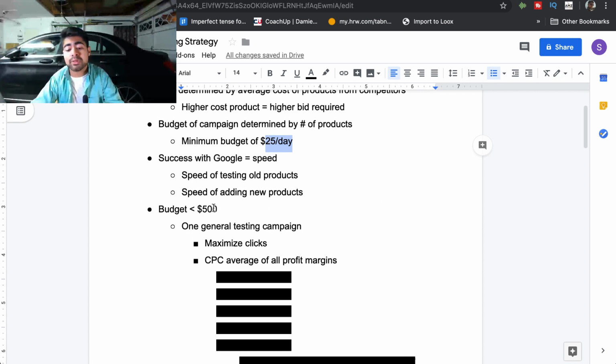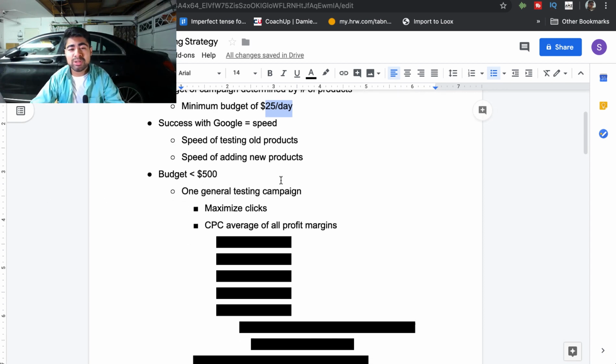So don't worry about spending through your budget. The $25 per day mark will start getting hit after about 3 to 4 weeks into the campaign. But until then, definitely continue adding products. But for the bidding strategy, again, as I mentioned, it should be maximize clicks. This is one of the biggest changes you need to make besides the budget.